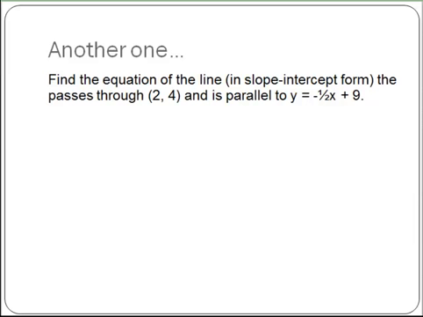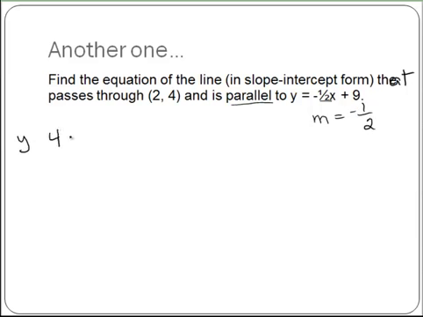How about this one? Find the equation of the line in slope-intercept form that passes through (2, 4) and is parallel to y equals negative 1/2 x plus 9. We know that we want them to be parallel. Our slope is going to be negative 1/2. So fill in the formula.